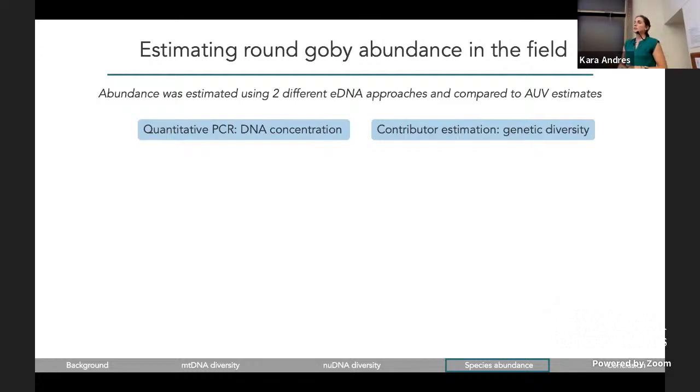So we went out at each of the sites that the AUV also went out at to get abundance estimates from environmental DNA, based on both that quantitative PCR, or that traditional DNA concentration approach, as well as this contributor estimation approach, which is looking at the genetic diversity in a sample. And we wanted to see how these two approaches for abundance estimations compared. And again, our expectation was that this contributor estimation approach would provide more accurate estimates of round goby abundance because it's accounting for those among-individual differences in shedding rates.